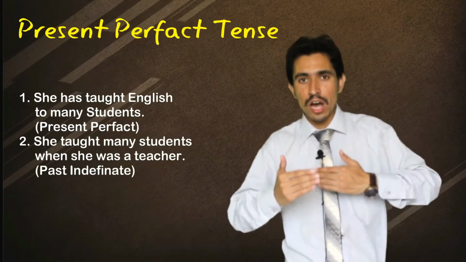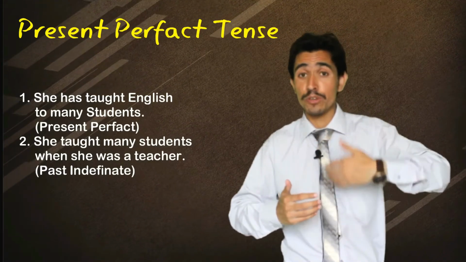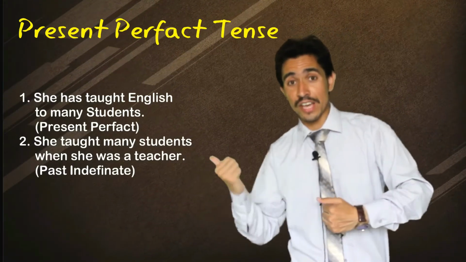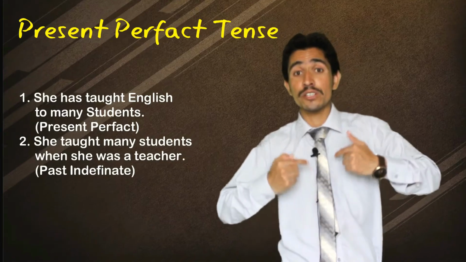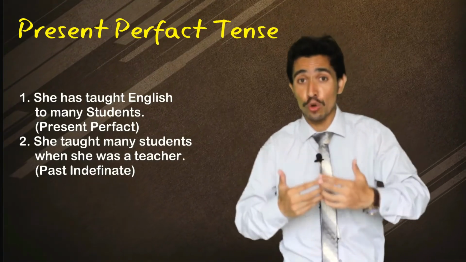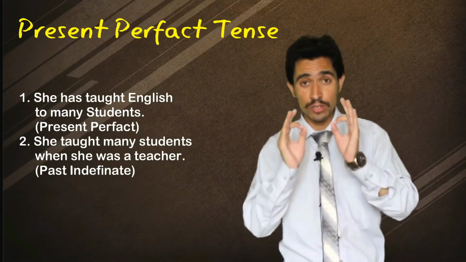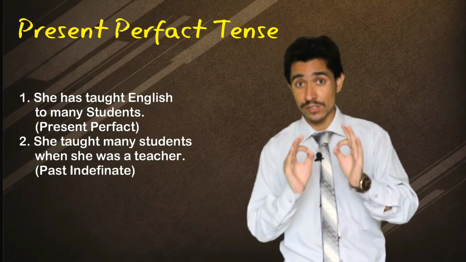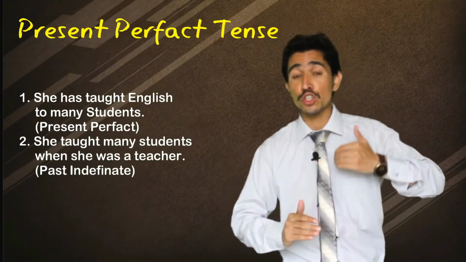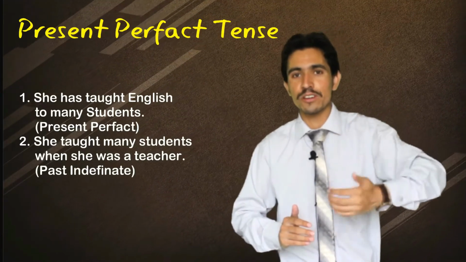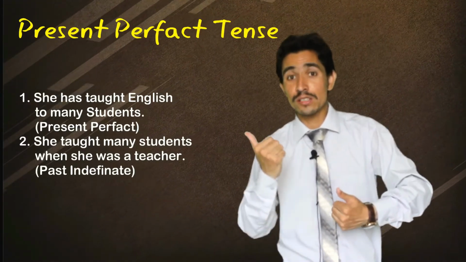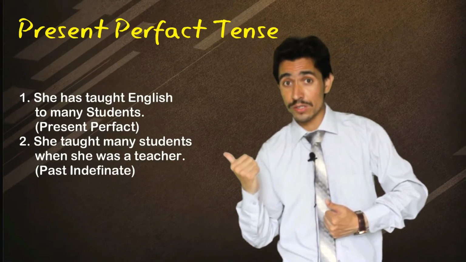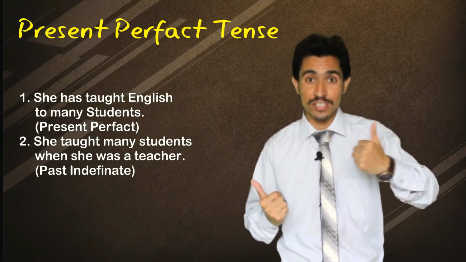The time period is ongoing. The time period is not finished. And in the second sentence, the time period is finished. The time period is not ongoing. So when the time period is ongoing, we use present perfect tense. And when the time period is not ongoing, the time period is finished, we use simple past tense, not present perfect tense. Okay?